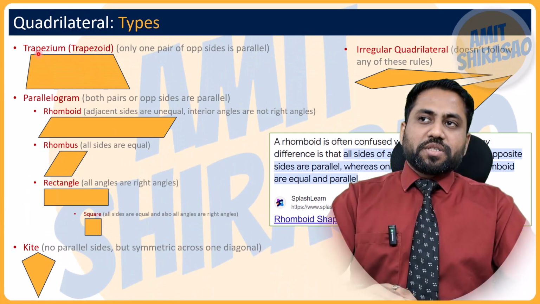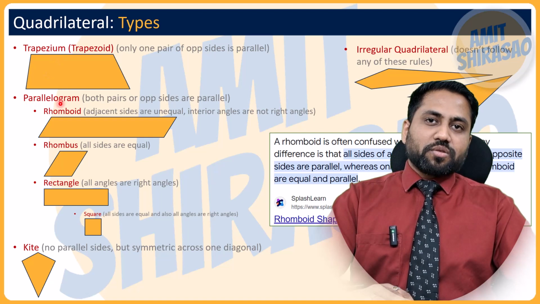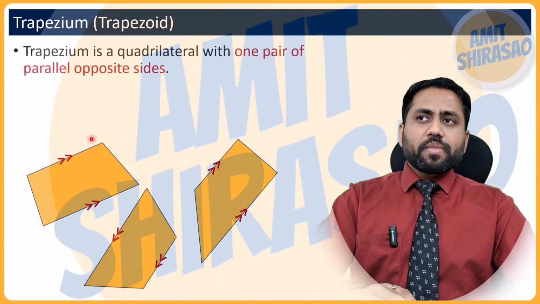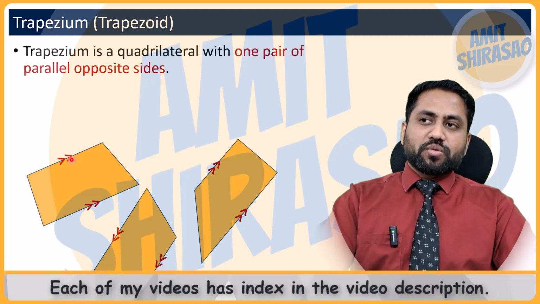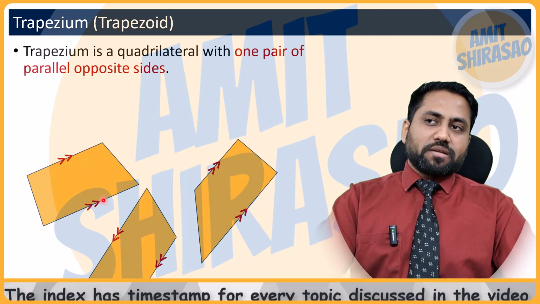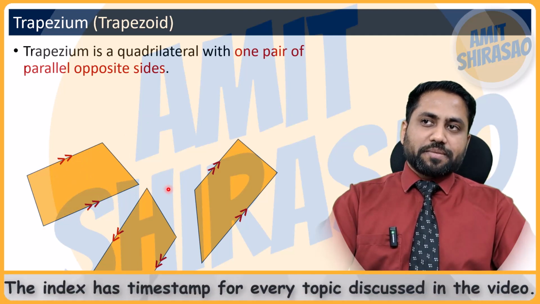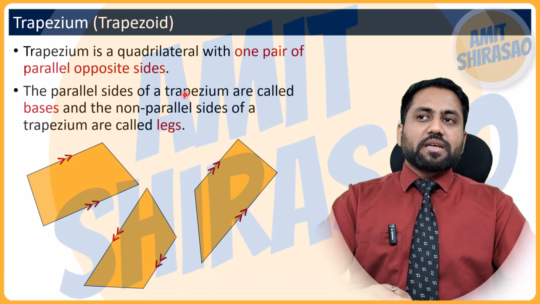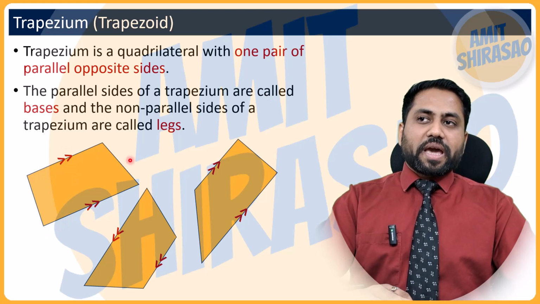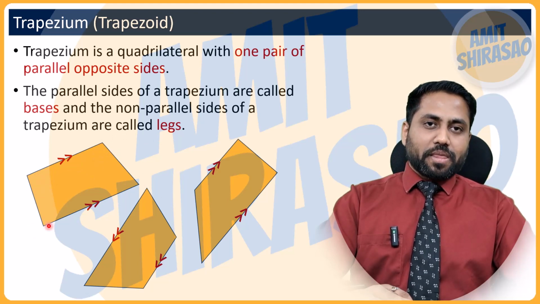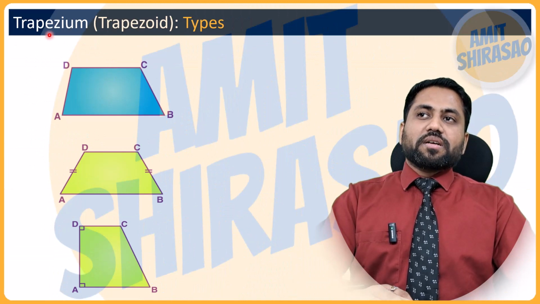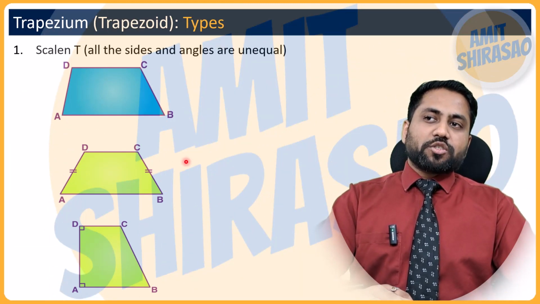So we will see first trapezium, and then we'll come to parallelogram. So trapezium is a quadrilateral having one pair of parallel opposite sides. So these are opposite sides and they are parallel. So one pair of parallel opposite sides are there. These parallel sides of a trapezium are called bases, and the non-parallel sides are called legs. So this one and this one are legs. So bases, legs.